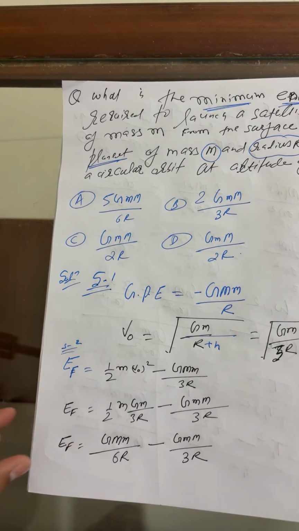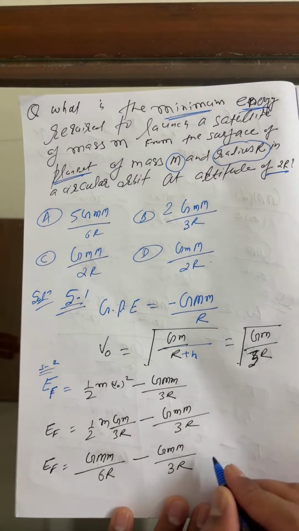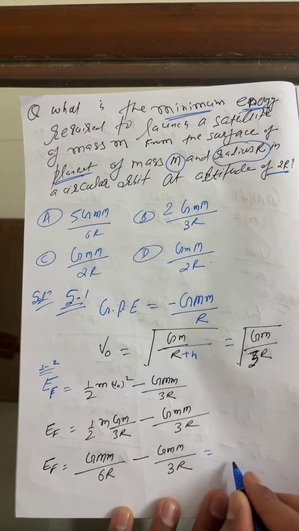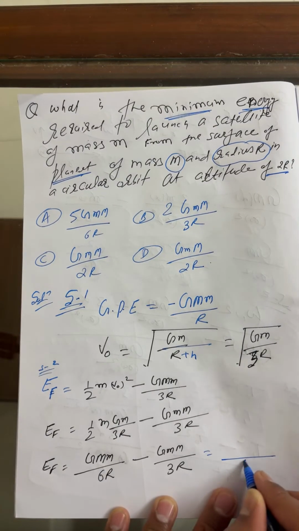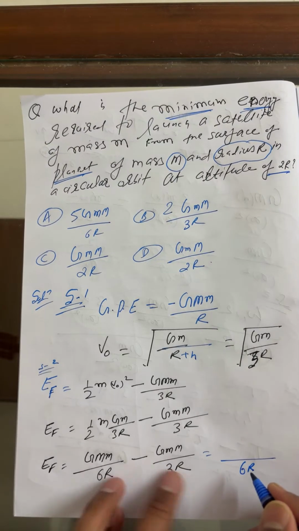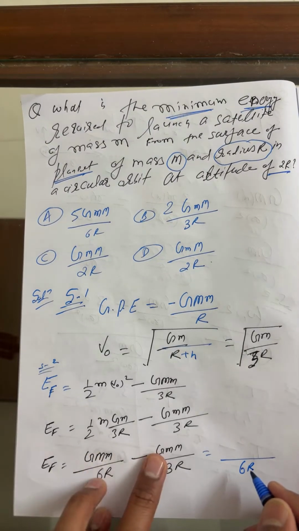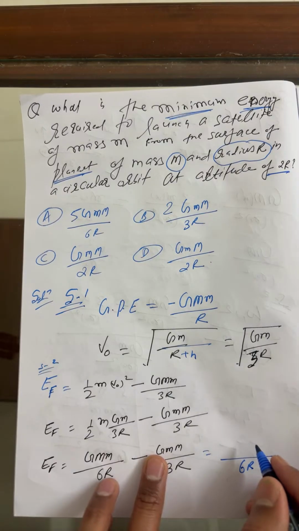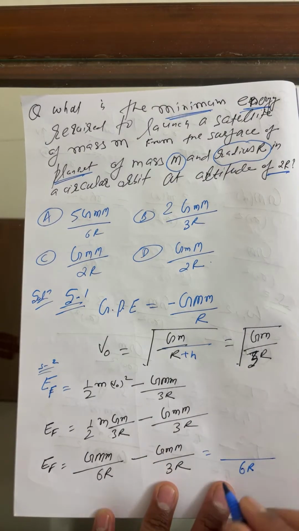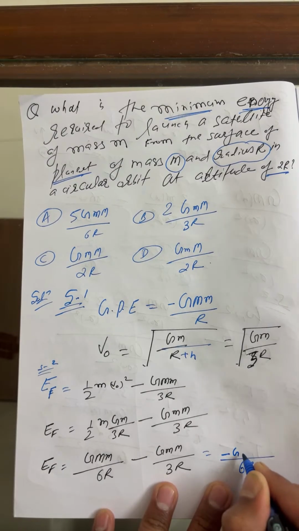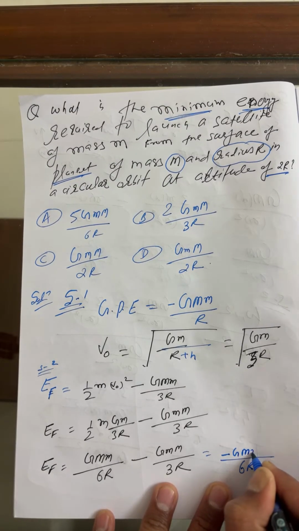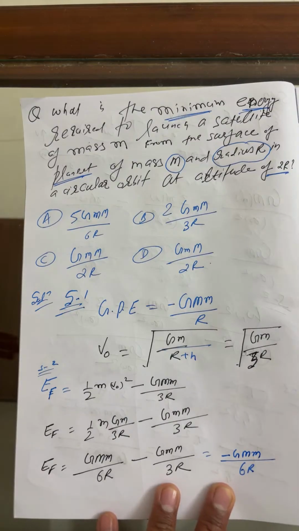Further, students, just take the LCM here. So you can see 3 times 2 is 6 only. So this is 6R, and this is 1 minus 2, that is minus 1. So minus G capital M into small m upon 6R.